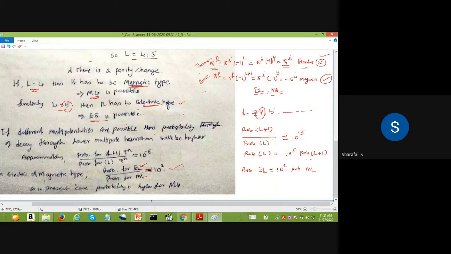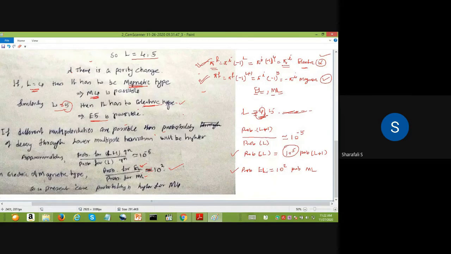So by using these kind of values for probabilities, by using these two equations, we can say that at this point we are having L equal to 4 and 5. Okay, there are no higher terms. So L equal to 4 and 5. From that we can say 4 is the smallest order, so that is having higher probability, which is 10 raised to 5 times more than the order 5. Okay. And then we analyze which one, whether electric or magnetic.